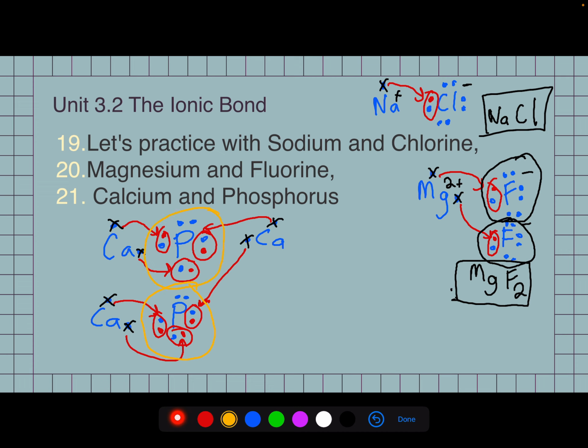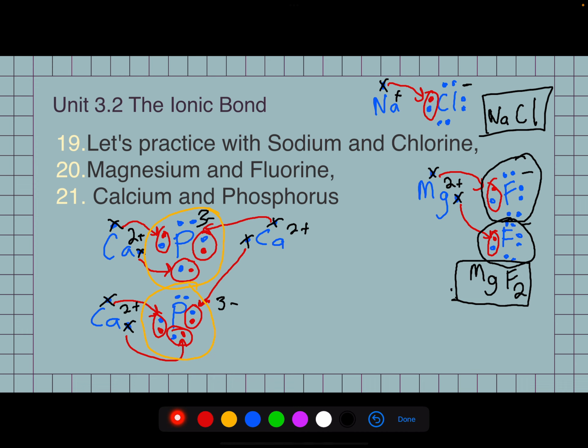So what kind of charges do we have here? Our calciums, if you look, only lost 2, so they have a 2 plus charge. And then how many did our phosphorus gain? If they're gaining electrons, they're going to gain a 3 minus charge. They gained 3 electrons. 3 minus, there we go.